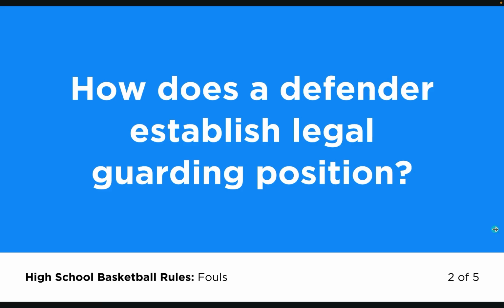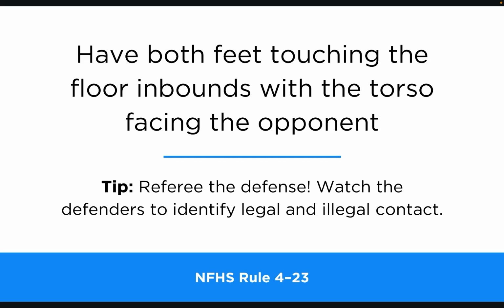Question 2. How does a defender establish legal guarding position? This is a key to understanding if it's a block or a charge. So we have to know how legal guarding position is established. In high school basketball, a defender establishes legal position when they have 2 feet touching inbounds with the torso facing their opponent. Once they're legal, they can move laterally, they can move backwards. They just can't move into the ball handler when contact occurs.